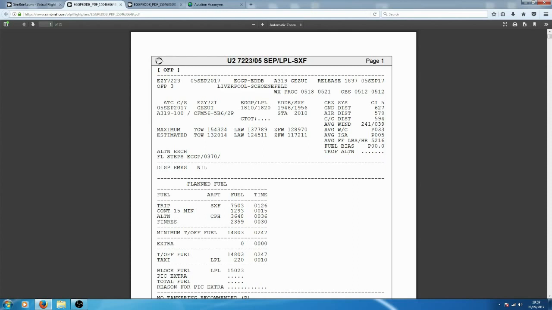Now the first thing you want to take note of is this. You'll see this on every page, and it's very useful in the fact that it's going to give you your very basic information for the flight, and you want to make sure that's right on every single page.